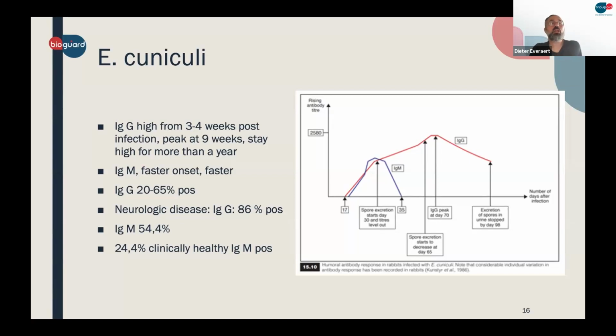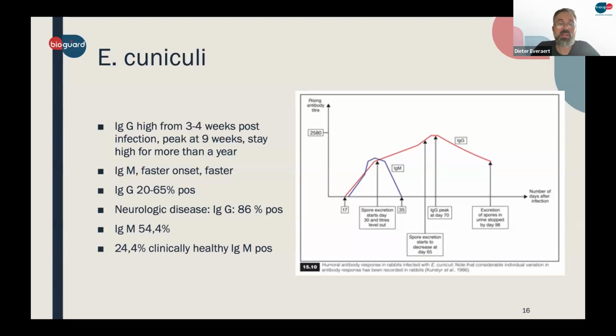Research in different countries shows quite different IgG numbers in the common population of rabbits. Depending on the country, it goes from 20 to 65%. So as you can see, there is quite a lot of difference between the countries, but it's always quite high. Most of it is around 40–45%, but it can even go as high as 65%.